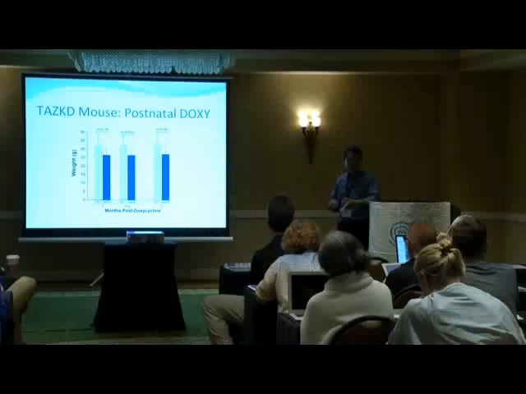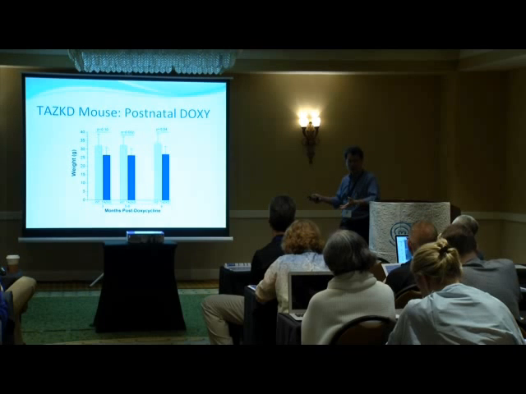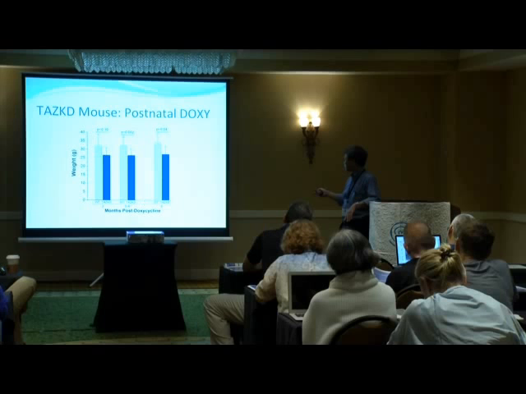Okay, so what did we find in our control arm? And this is, again, postnatal induction in adult mice. The first thing, just as a general thing, is that the tafazzin mice weighed less. They are smaller. This is 3 months after doxycycline induction. This is 5 to 6 months. We pooled the data because we didn't think it was that different at 5 and 6 months. And then at 9 months, the mice basically didn't gain any weight all that time. The wild type mice did, and the differences are significant.